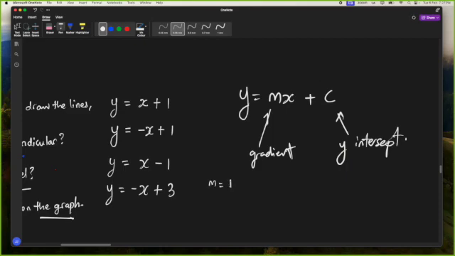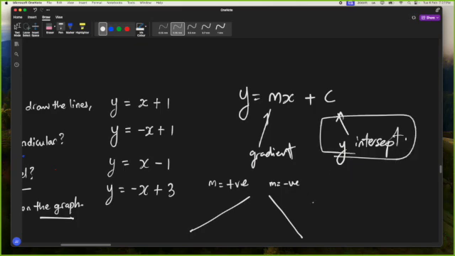When m, the gradient, is positive, we get a line sloping this way. When m, the gradient, is negative, we get a line sloping this way. And of course, the y-intercept is where the line cuts the y-axis. You could tell just by looking at the equation.